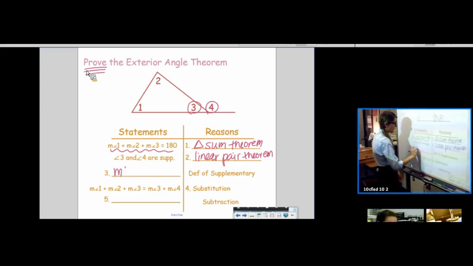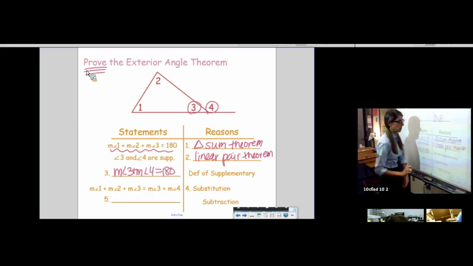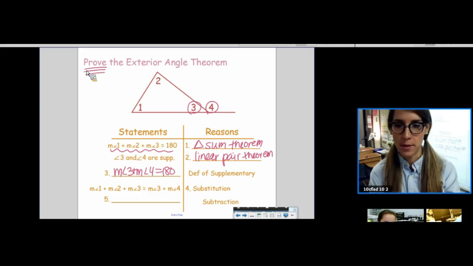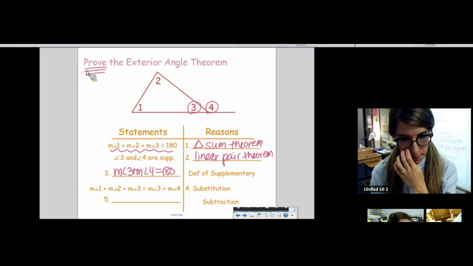Now we're allowed to say the measure of angle 3 plus the measure of angle 4 equals 180. We have to actually state that because not everyone knows that that's what supplementary means. Why are we allowed to say that? Because of the definition of supplementary.